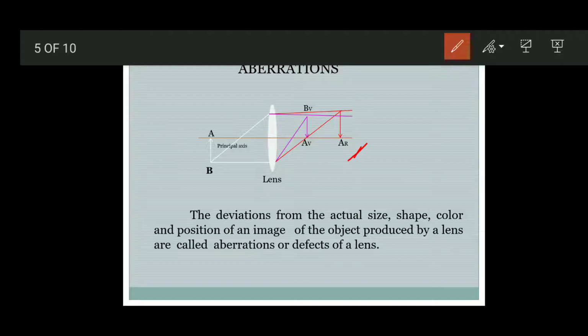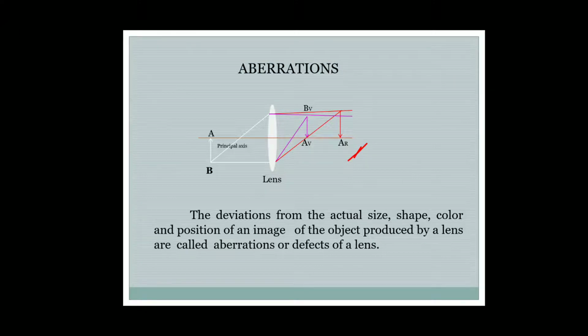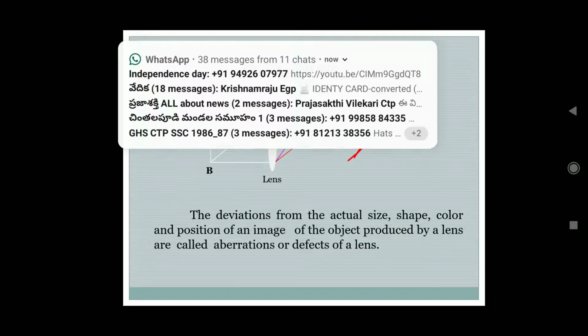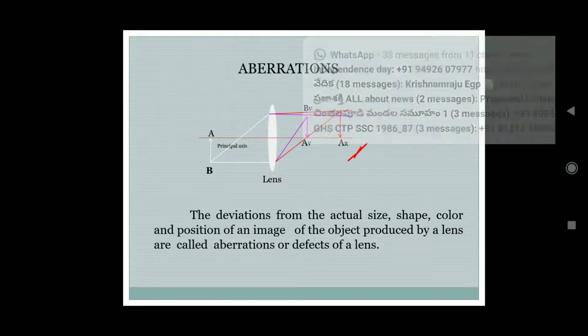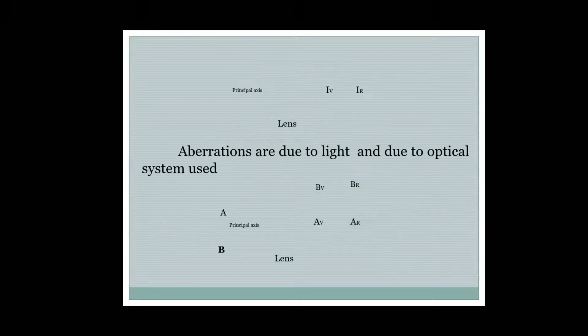So in this diagram, AB is an object, but the image is not exactly equal to AB, because the object is white but the images have different colors. We know white color contains 7 colors. There is a violet image, there is a red image, and the remaining 5 images are formed in between. So how can we define aberration? The deviation from the actual size, shape, color, and position of an image of the object produced by a lens is called an aberration. That is also called a defect of a lens.